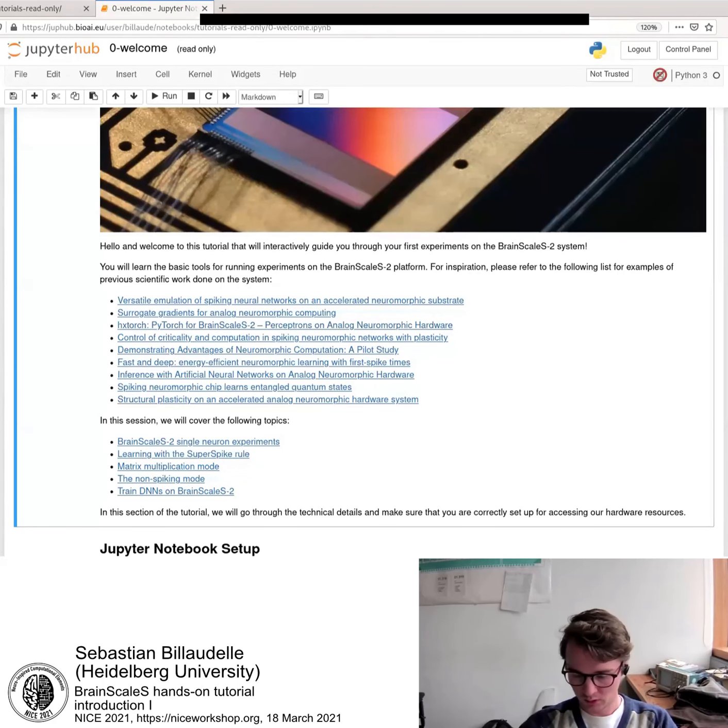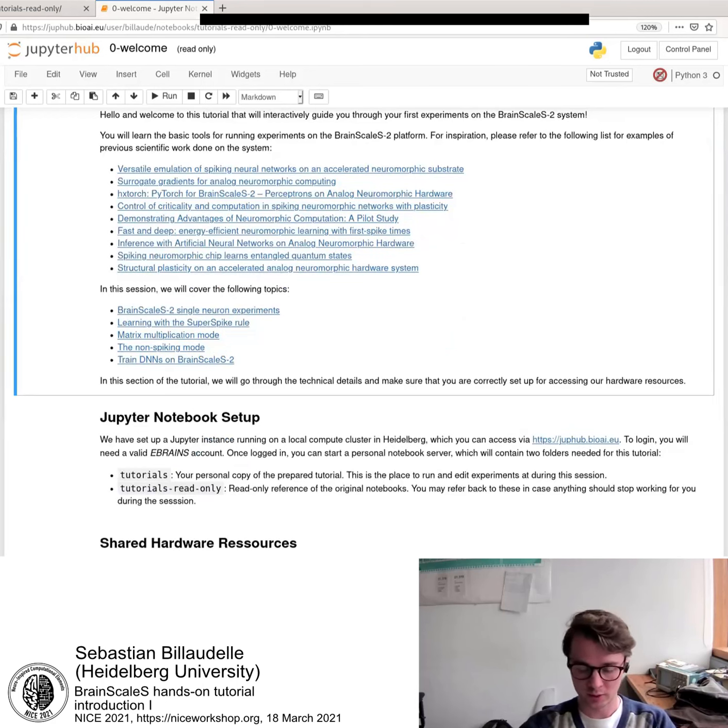So as I said, we will do two things. One half of the tutorial will be on spiking neural networks. We will have a look at a single neuron, how it behaves, how these analog neurons maybe differ from the simulation, and how to set them up. And the second part of that spiking tutorial is the SuperSpike learning rule, which will be implemented in Python. So quite easy. And the second half is on that matrix multiplication mode, but there's other people here that will tell you more about that, more than I can.